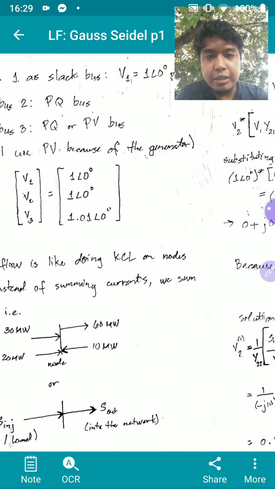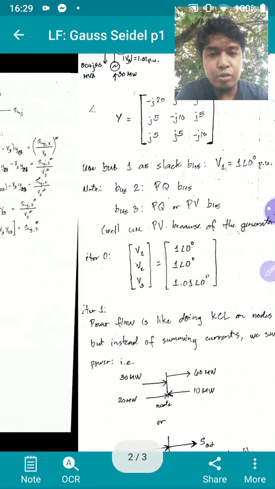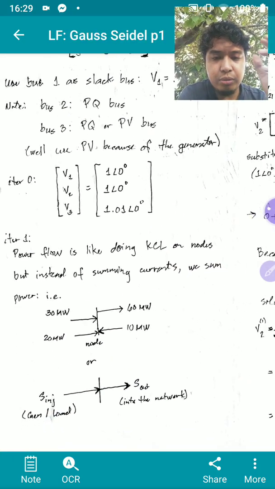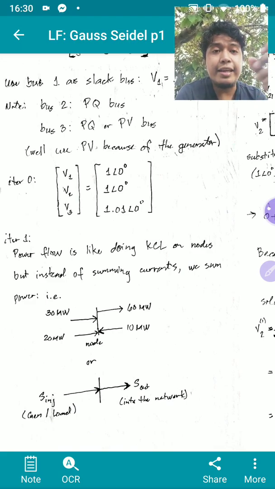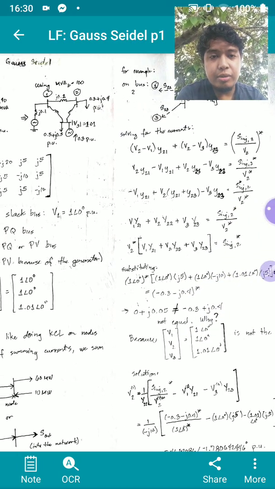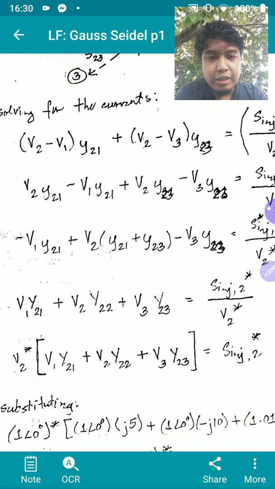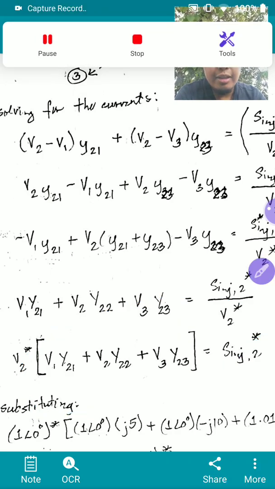And then how to initialize your iteration, how to initialize your load flow solution, and then how to go to load flow from KCL. So that's basically what I did in my previous video. So we end up with this equation. We derived this equation from our KCL, the summation of the currents at bus 2. Okay, so I'll just continue with the solution.